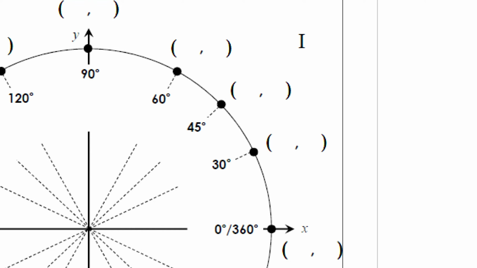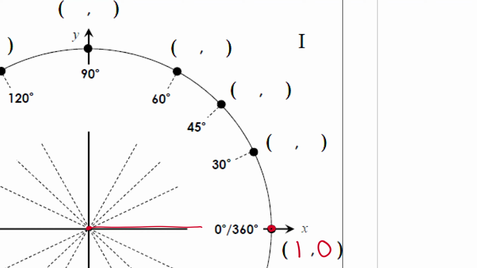Okay, so again, unit circle means that the radius is 1. So from the center right here, if I go all the way out to this point, that would be the radius, right? So my x value would be 1 because I moved over 1, and since I didn't move up or down, that would be 1, 0. Okay, let's start with that.